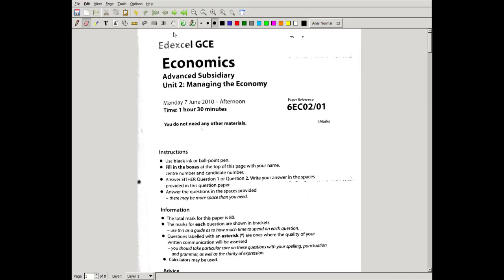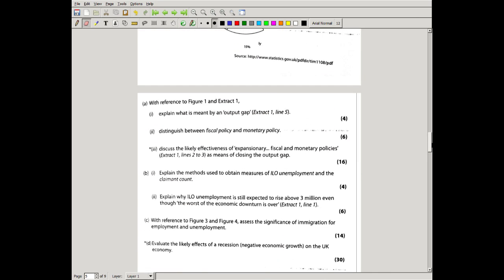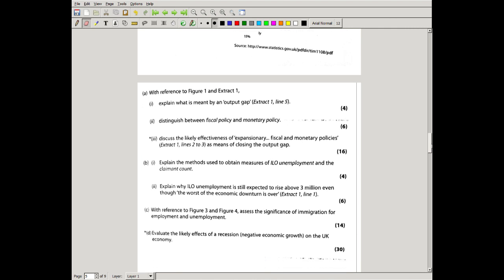The new paper. This is Unit 2 in June 2010. In this video, I'm just going to tackle the short questions, the 4 markers and the 6 marker. Let's go on to the question.